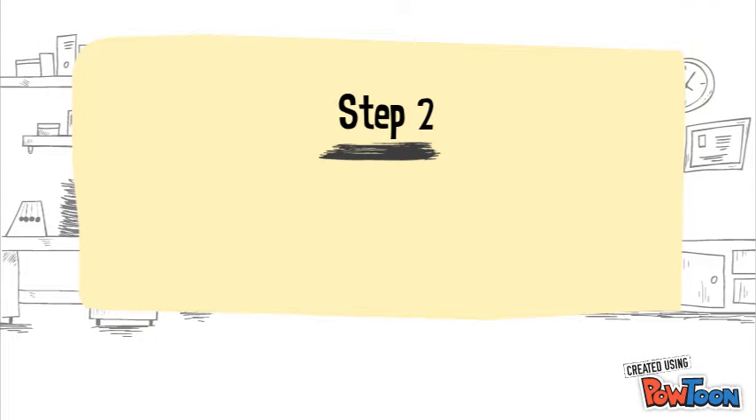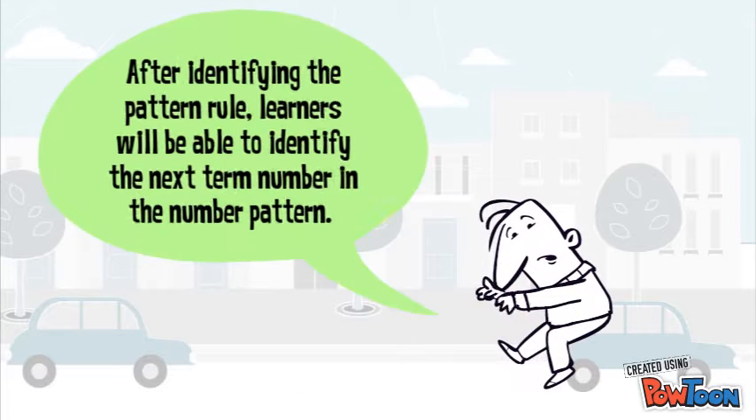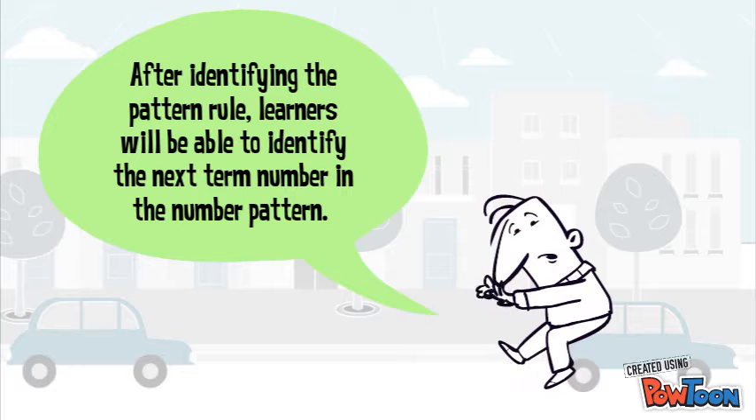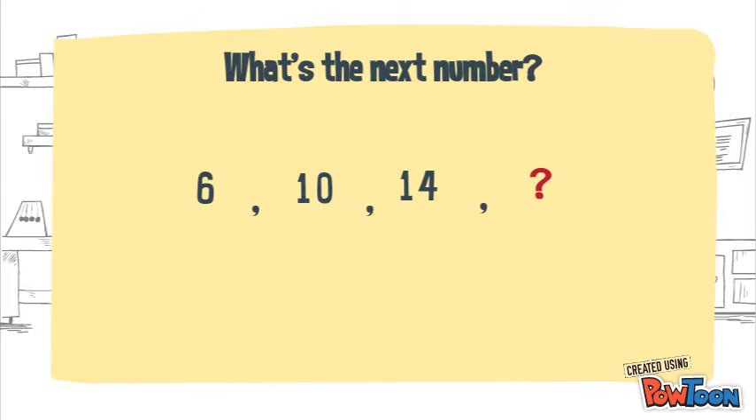Step 2. You will need to identify the missing number. After identifying the pattern rule, learners will be able to identify the next term number in the number pattern. Since the pattern rule is 4, learners will need to add 4 to the previous term 14 without looking at the picture. Hence, they will identify the next term number as 18.